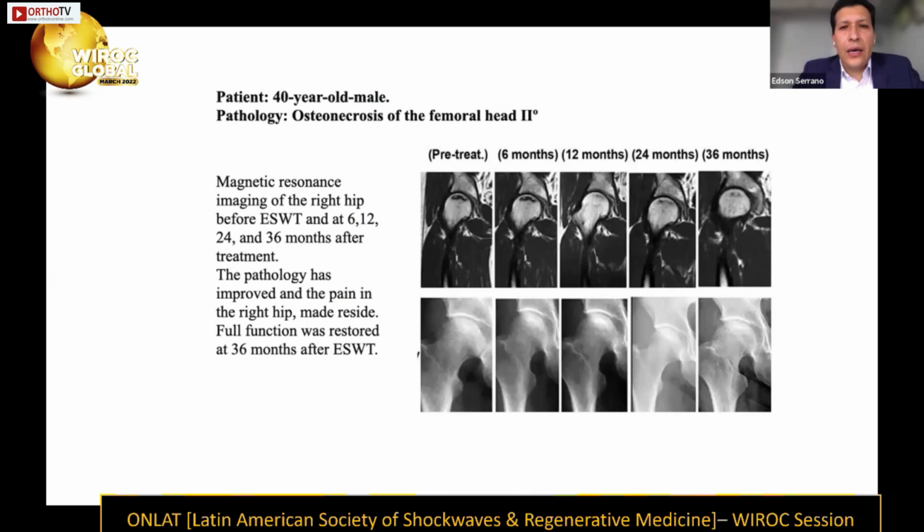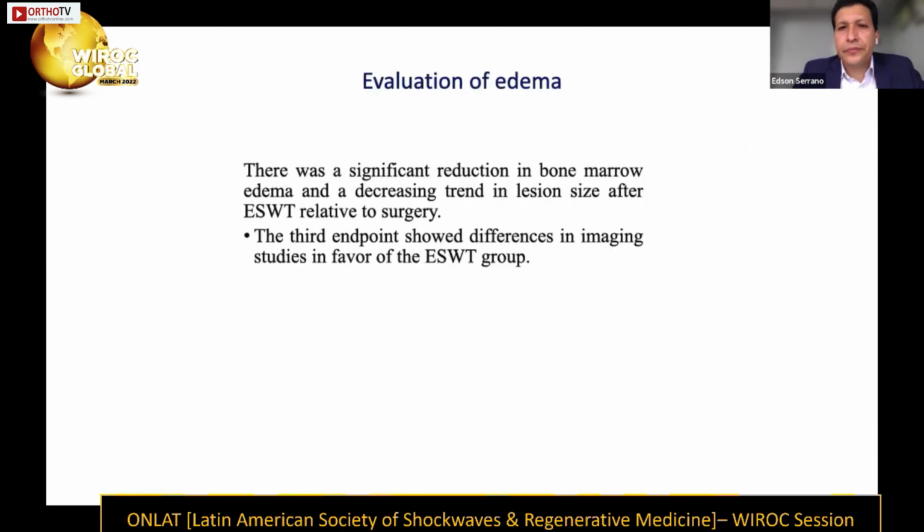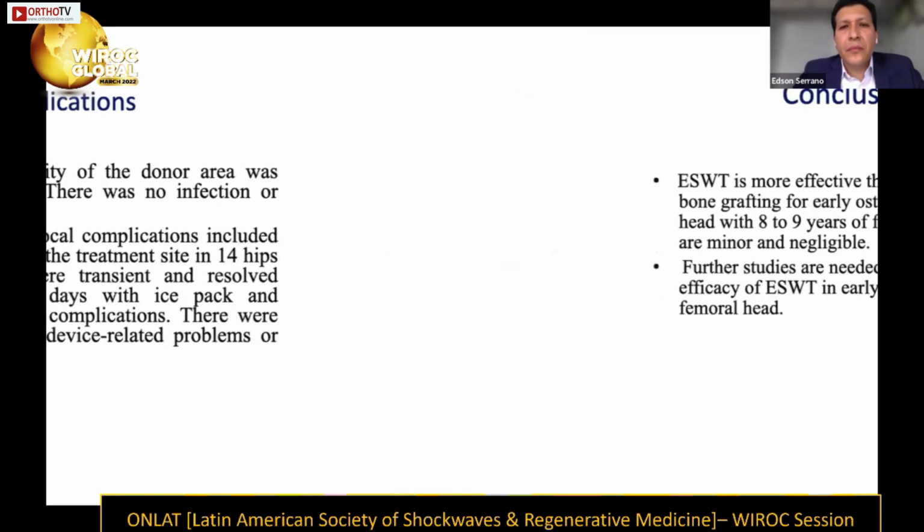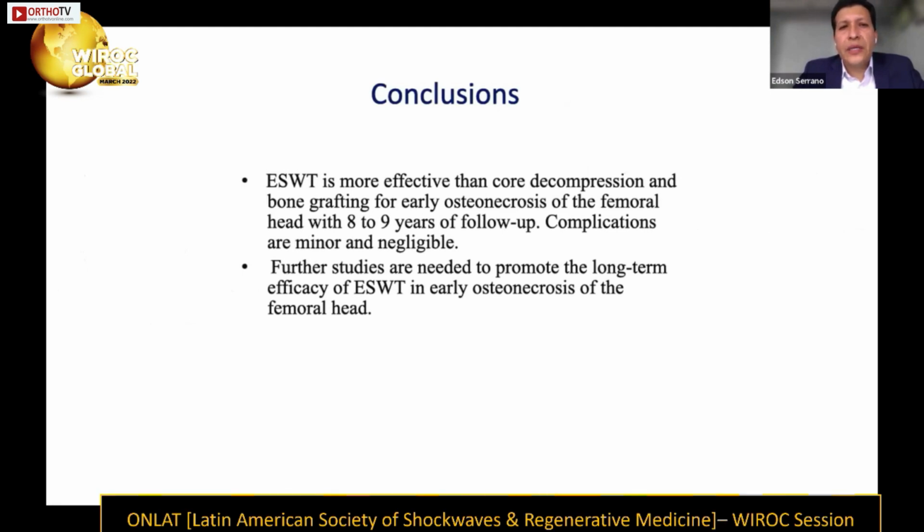You can see the magnetic resonance imaging of the right hip before extracorporeal shockwaves and at 6, 12, 24, and 36 months after treatment. You can see the evolution in MRI and X-ray. The shockwave group had no complications. The surgical group had donor site morbidity of an average of 58%. In conclusion, extracorporeal shockwaves are more effective than core decompression and bone grafting in the femoral head.